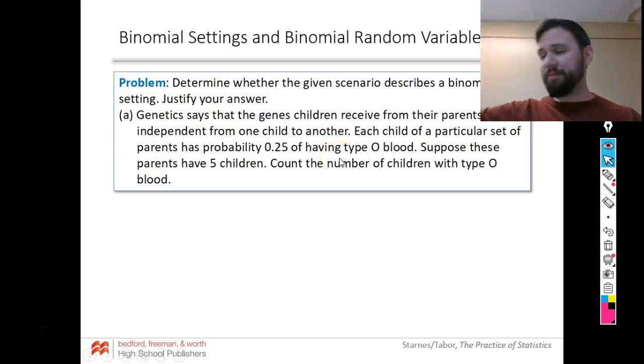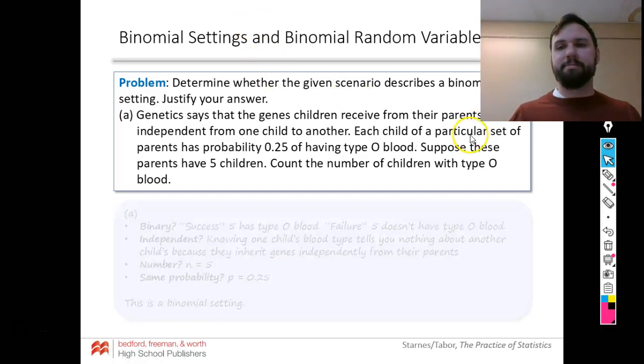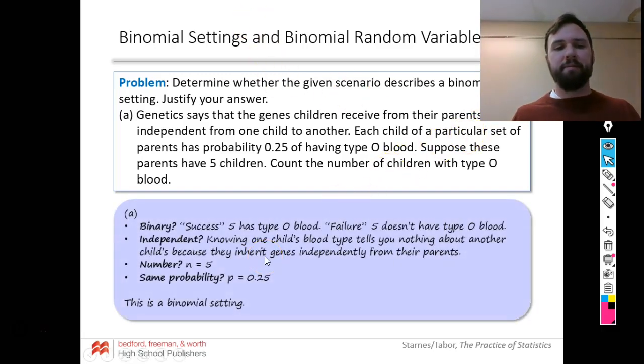Alright, let's take a look at an example. Let's say the genes you get from each parent are independent of each other. Each parent has a probability of 0.25 of having type O blood, and those parents have 5 children. Count the number of children with type O blood. Let's check BINS. Is it binary? Yes. We'll denote success as having type O blood, and failure as not having type O blood. Is it independent? Yes. Each child's genetics are independent of each other.